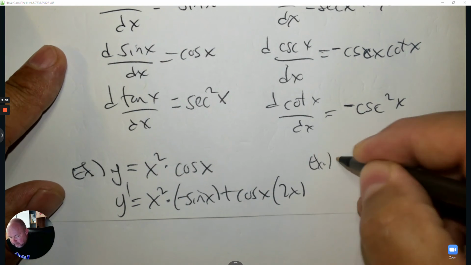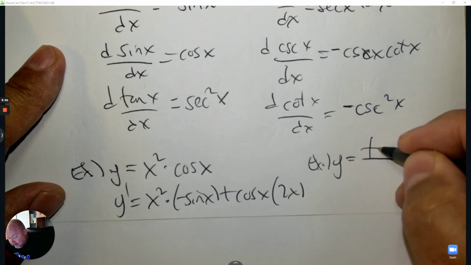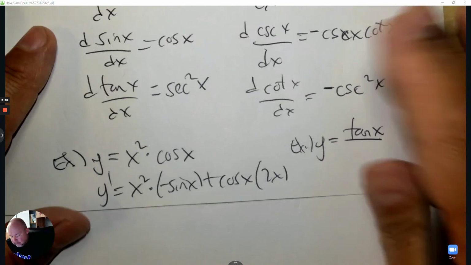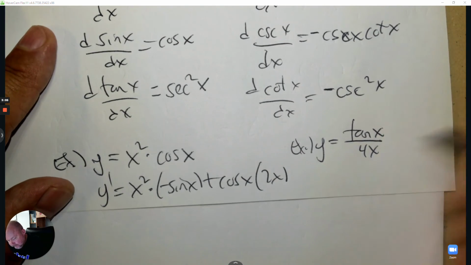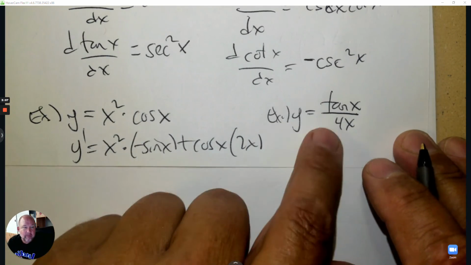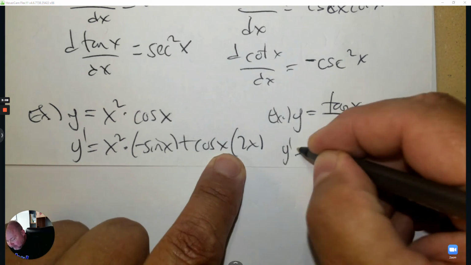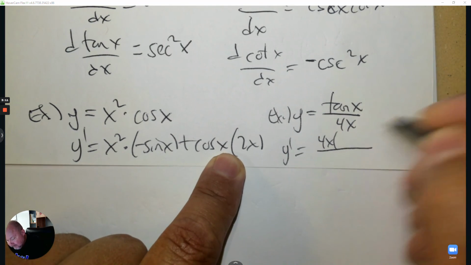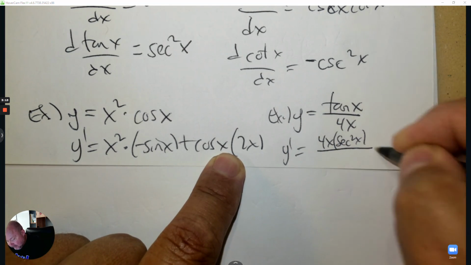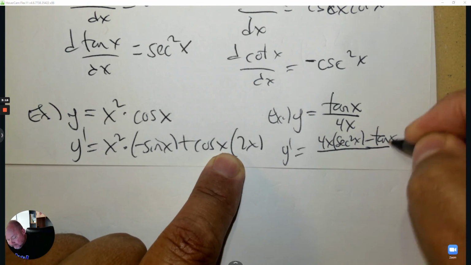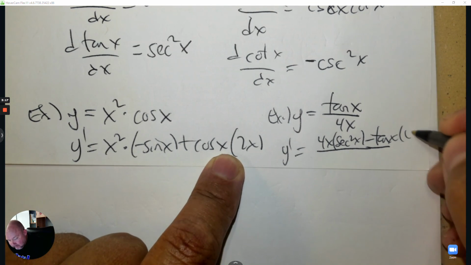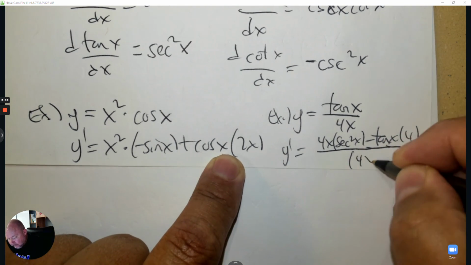Or, I'll do one more. Let's say you have trigonometry with the quotient rule. The rule is the bottom times the derivative of the top minus the top times the derivative of the bottom, and then the bottom squared.